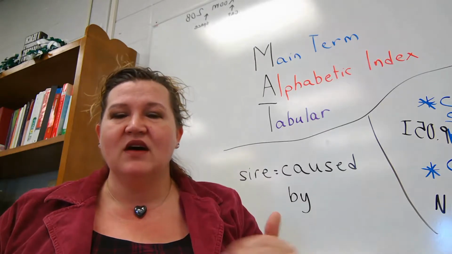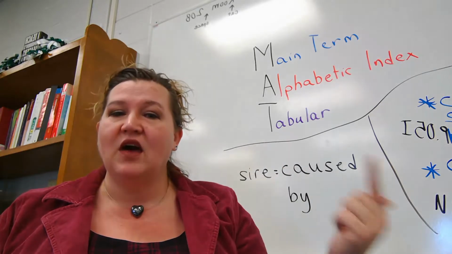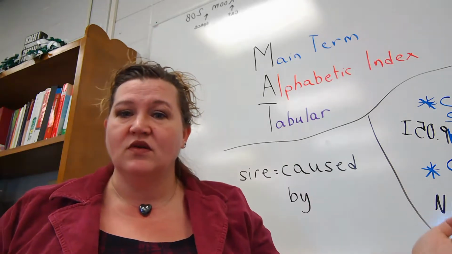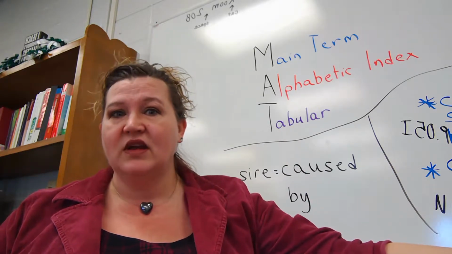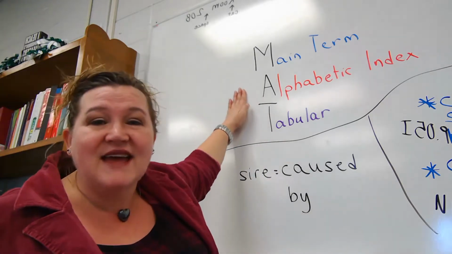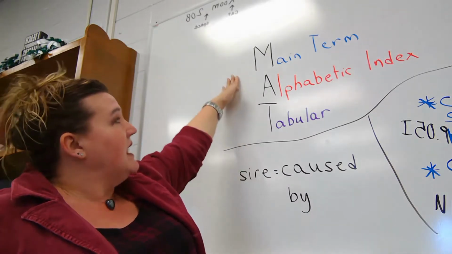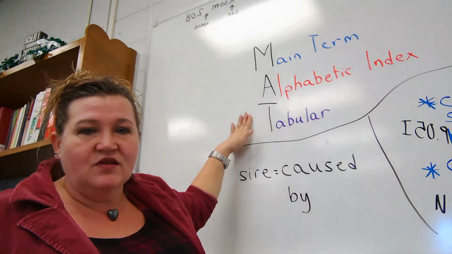I have broken those down personally for me into 3 steps. This might help you as you're going through the rest of the semester and in coding 2 if you're following me into coding 2. I call it taking it to the mat. Main term, alphabetic index, tabular.